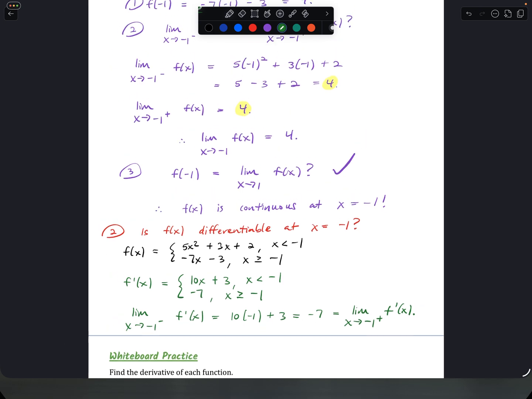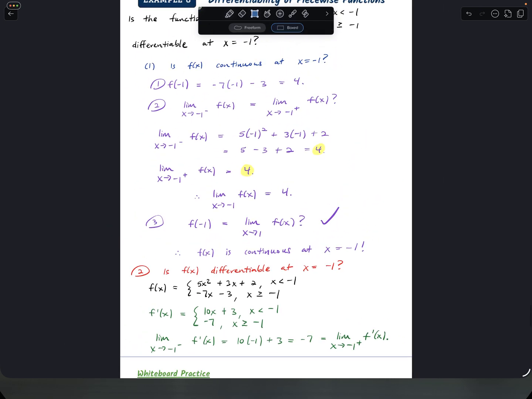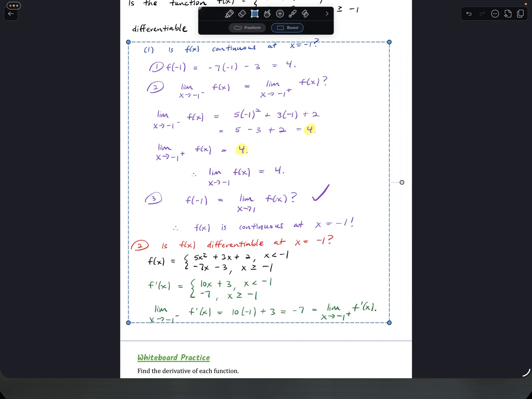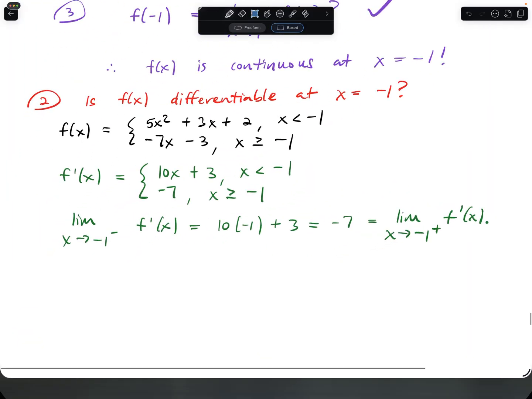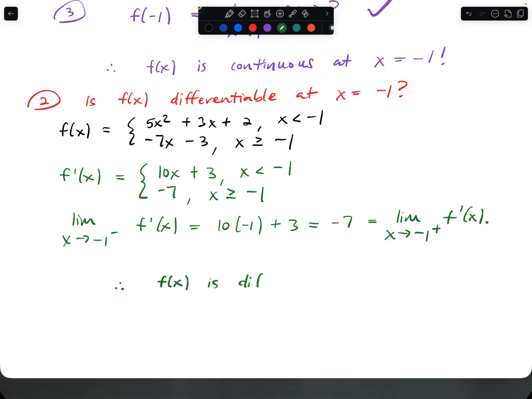Because those are the same, I'm going to shrink this so everything fits. Give me a second. Because they're the same, therefore, f of x is differentiable at x equals -1.